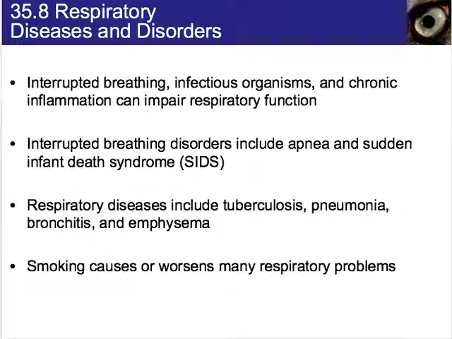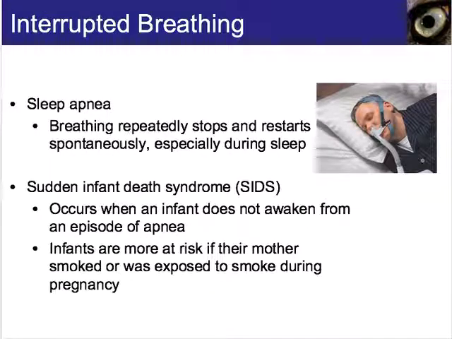I wanted to go over a little bit of respiratory diseases and disorders just because we hear commonly about them on the news, and I think it's important for you guys to know. So, interrupted breathing, infectious organisms, and chronic inflammation can impair your respiratory function. And as I hope you all realize, your respiratory system is incredibly important for you to stay alive. Interrupted breathing disorders include things like apnea and sudden infant death syndrome. Respiratory diseases include tuberculosis, pneumonia, bronchitis, and emphysema. And smoking causes or worsens many respiratory problems. That includes e-cigarettes.